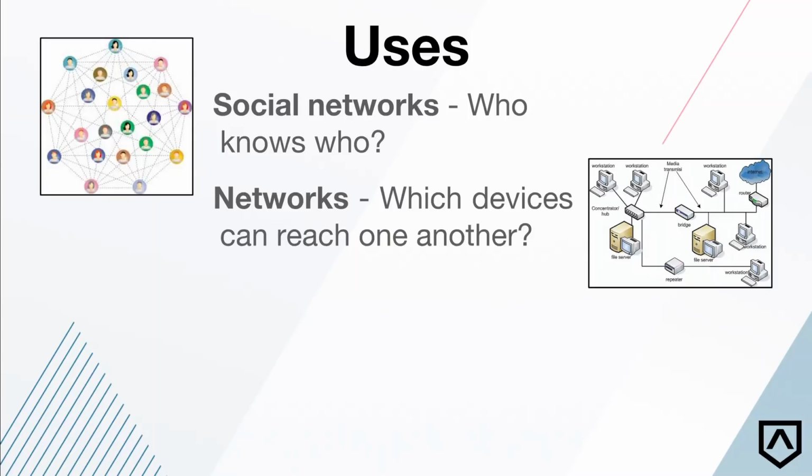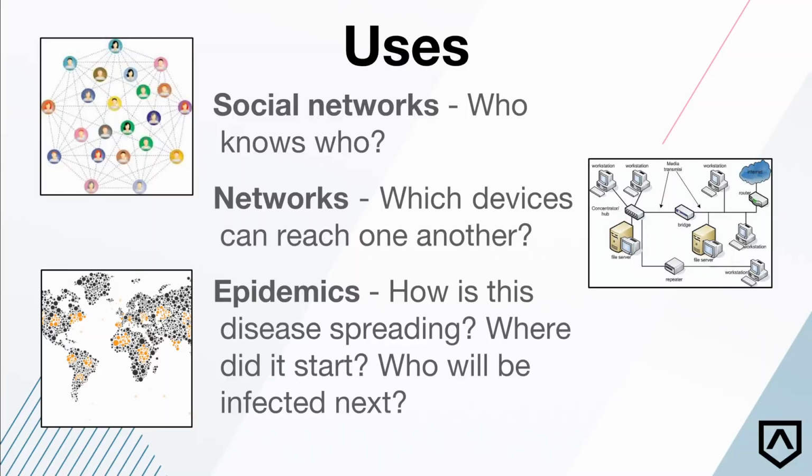We can also use connected components in physical computer networks to determine which devices can actually reach one another, right? So if I'm trying to print something, what printer can I actually send this file to? And there's all kinds of uses outside of what you would traditionally think of as technology. For example, networks and connected components can be used to help track the spread of diseases and figure out where did this start, where do we think the next outbreak of this epidemic or pandemic will be? So it can be useful in some of these scenarios.